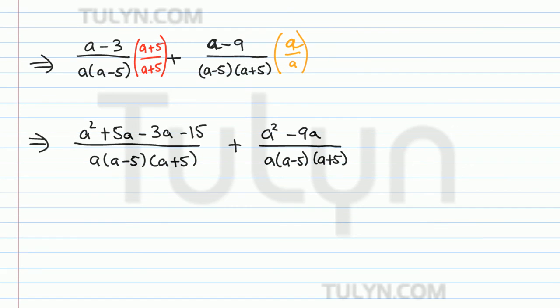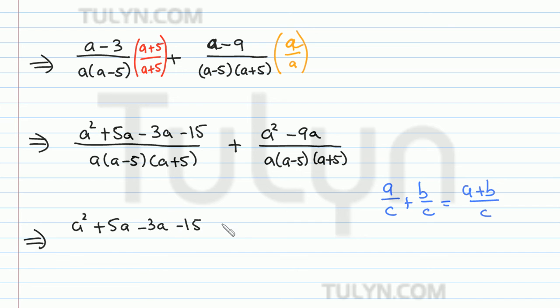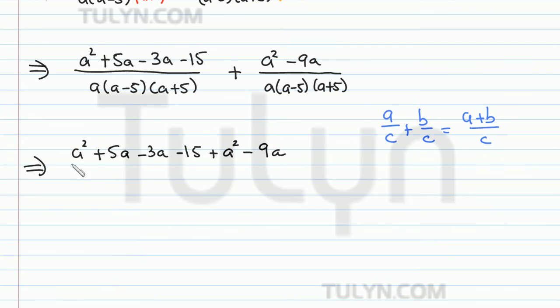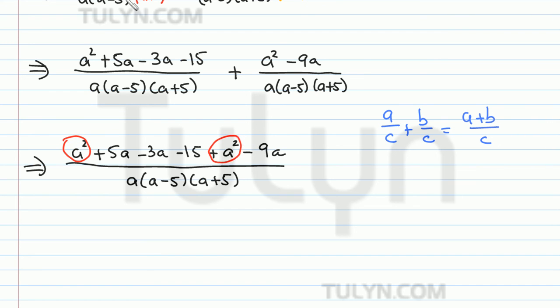So now the denominators are the same. And we can use the rule that we use for fractions, where if you have two fractions and you're adding them together and they have the same denominator, then the result is the sum of the numerators over that common denominator. So let's combine the numerators. We get a squared plus 5a minus 3a minus 15 plus a squared minus 9a, all over that common denominator, a minus 5, a plus 5. So now we combine like terms. There's an a squared and an a squared, so that gives us 2a squared.